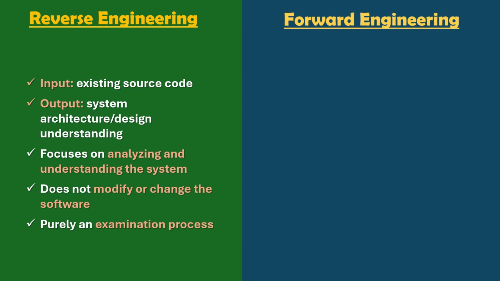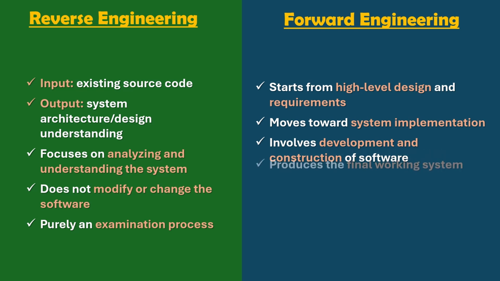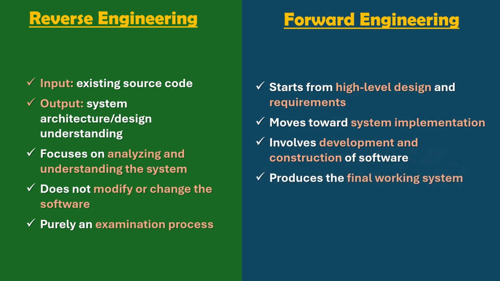Forward engineering is the traditional software development process where we move from high-level concepts and design towards the actual implementation of the system. In this process, the developers begin with the requirements, architecture, and design models, and then convert them into source code, databases, interfaces, and working software components. Unlike reverse engineering, which focuses on understanding an existing system, forward engineering focuses on building or reconstructing the system.